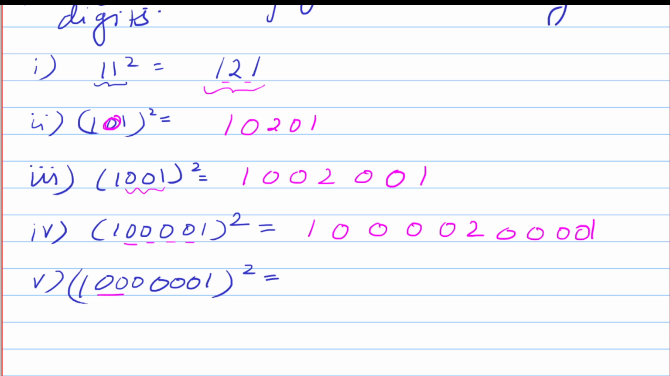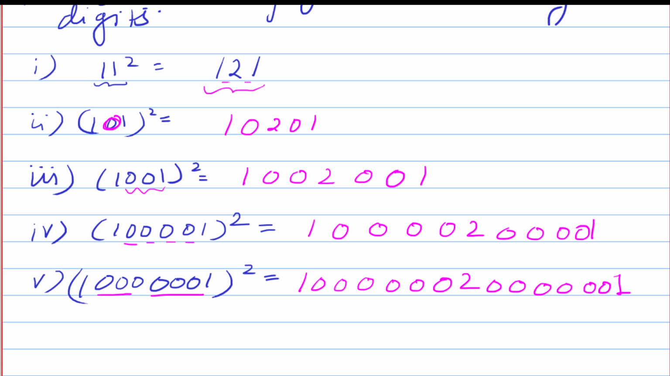For the next question, we have 6 zeros. So between 1, 2 and 1, how many zeros will you put? Between 1 and 2, and between 2 and 1, 1, 2, 3, 4, 5, 6 zeros, and 6 zeros on this side also.